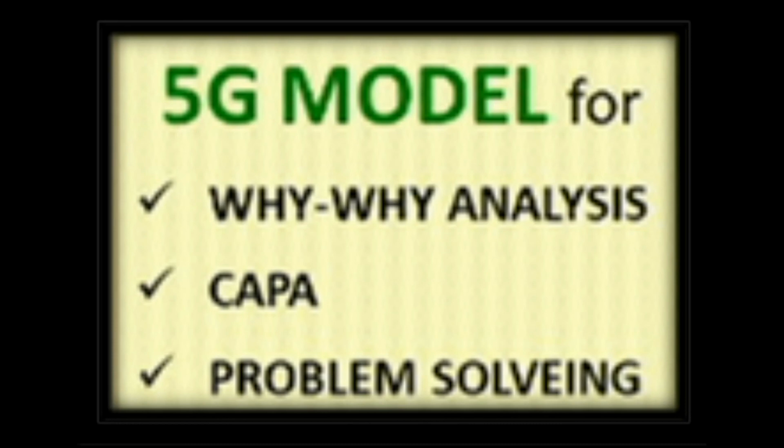For analysis of the reason behind that and why it happened, you can go for the Why Analysis. How to do that? First of all, start with the first why, then the why description, what has been done, and collect the evidence attached with that. Then for the second why, the description and evidence. Based on that, you will come to the root cause. Use this 5G model for Why Analysis, CAPA and as a problem solving tool. It will help you.